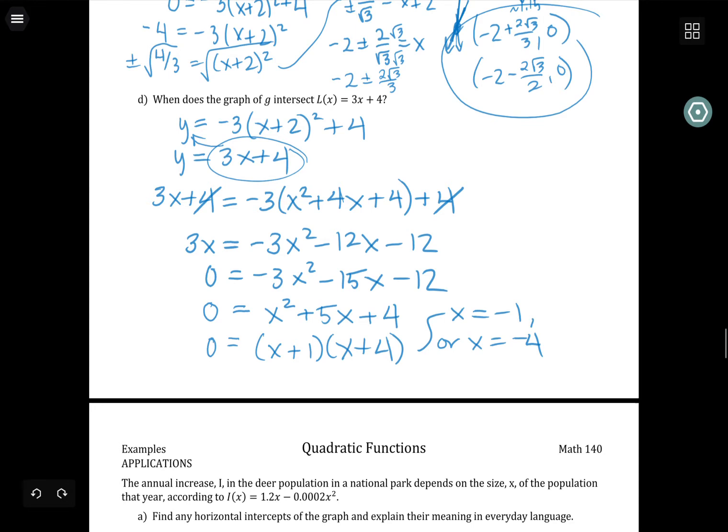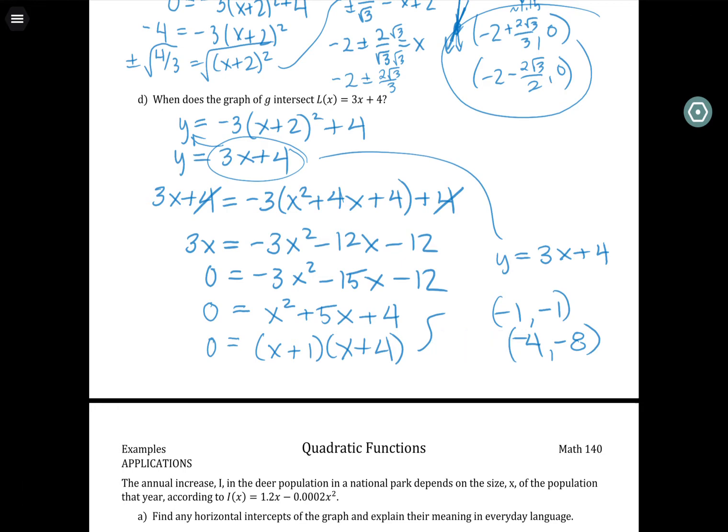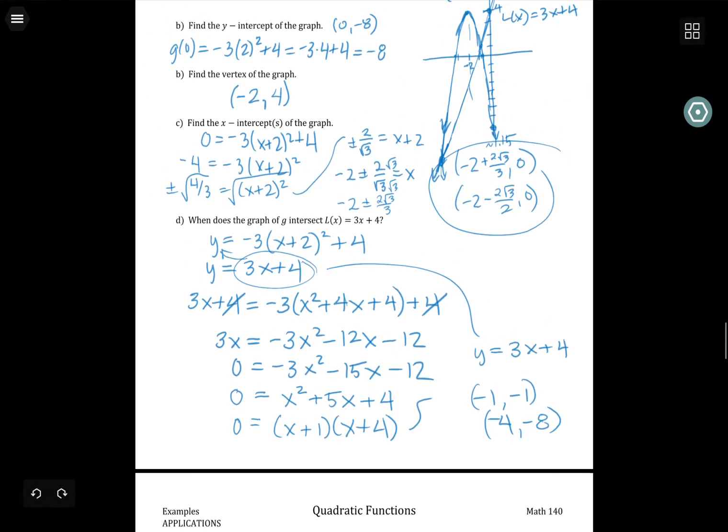Each of those should get a y to go with it, and I would just use that linear equation. Looks a little easier to me. If I plug -1 in there, I get -3 plus 4, which is also -1. So let's remove the x equals and just make that a point. If I plug in -4, I get -12 plus 4, which is -8. So when you're solving those systems of equations, one way to think of it is you're finding points of intersection between those two curves.